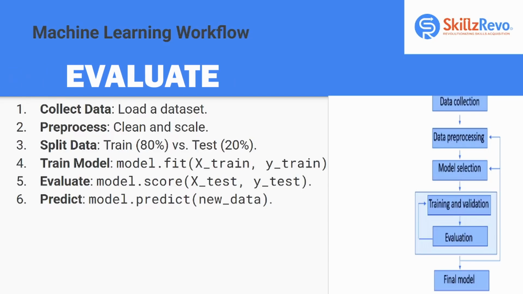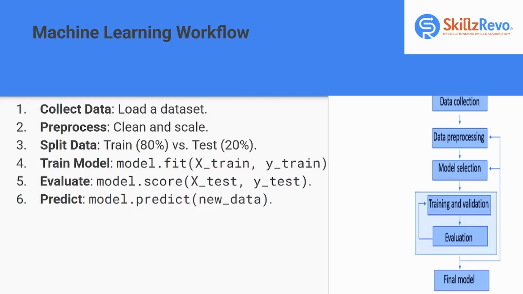After that there is the evaluation part. As we have split our data into training and testing, we use the testing data for evaluation of our model. Then we simply deploy this model and we can make predictions on new data for a real world case. So this is the machine learning workflow.